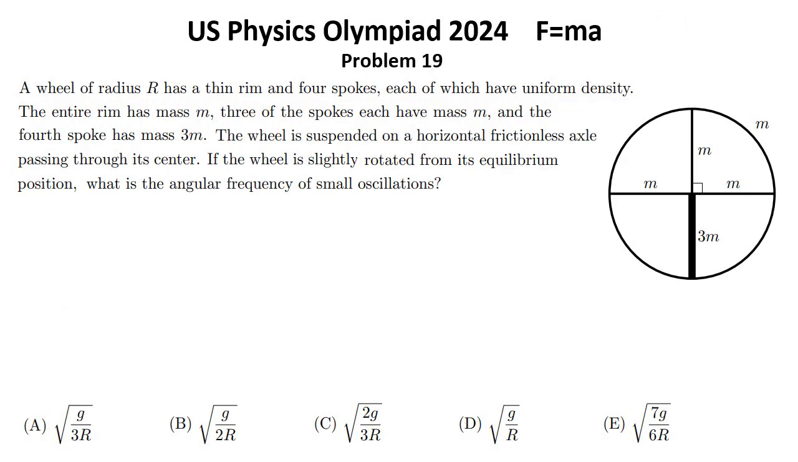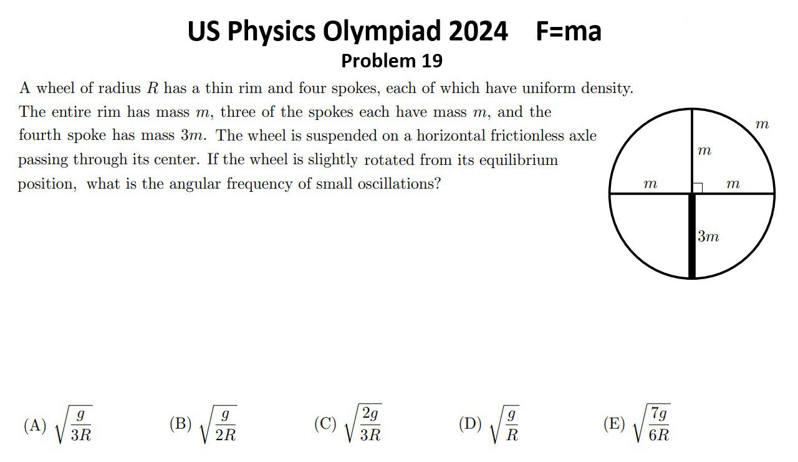Problem number 19. A wheel of radius r has a thin rim and 4 spokes, each of which has uniform density. The entire rim has mass m, 3 of the spokes each have mass m, and the fourth spoke has mass 3m. The wheel is suspended on a horizontal frictionless axle passing through its center. If the wheel is slightly rotated from its equilibrium position, what is the angular frequency of small oscillations?